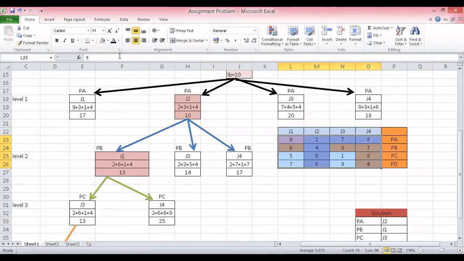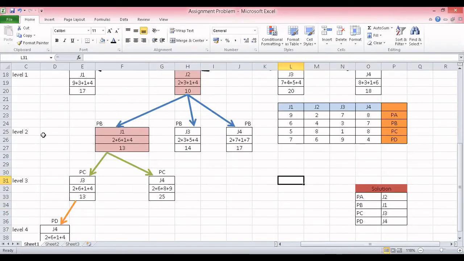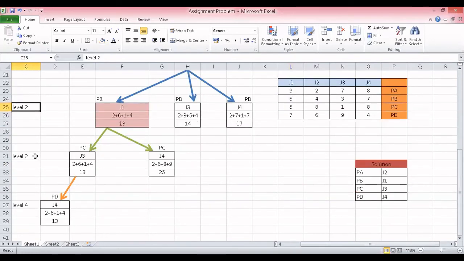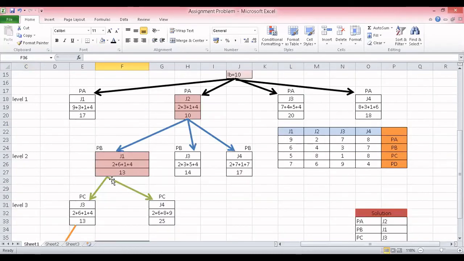So what I will do, now I am in level 2. Level 1 is over. Level 2 also is completed. Now I am going to the new level, level 3. Till now, in these two levels, level 1 and level 2, what I have done is, here I am typing it, job 2, I am assigning to person A. In level 2, job 1, I am assigning to person B.